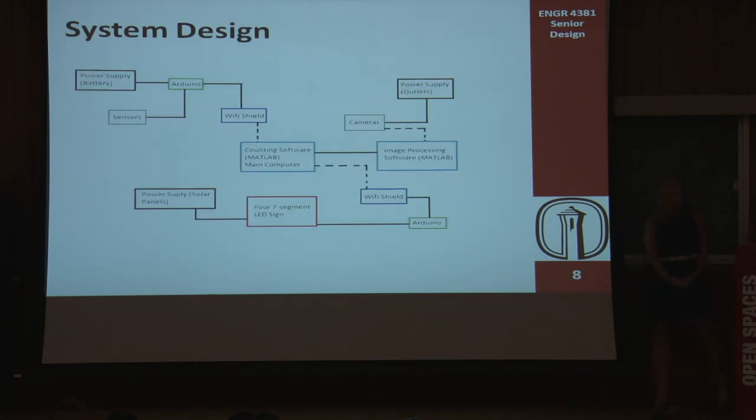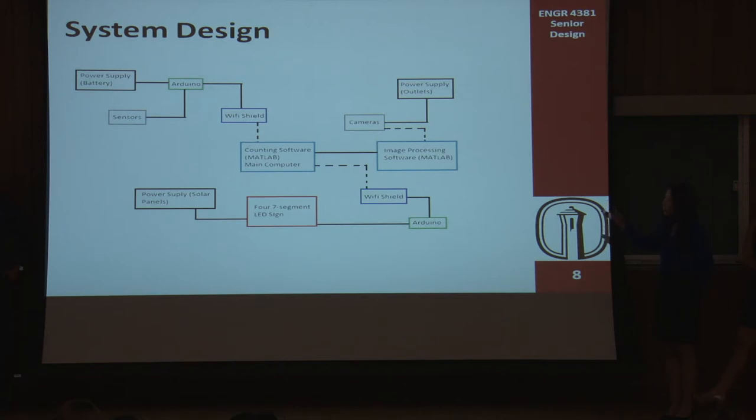Now let's talk about requirement design. This is the whole picture of our system and how everything comes together. We have three major parts. The first part is the sensor part on the left. It will collect the data from one image from one parking lot and send it through Arduino and Wi-Fi to go through the main computer. And this is the camera system on the right. The camera will send the image to the main computer, which goes through image processing.